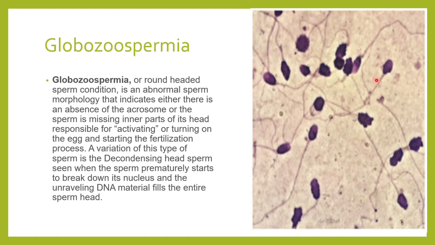This is called globozoospermia, the round headed sperm. In this condition, the abnormal sperm morphology tells us that there is an absence of the acrosome, or the sperm is missing the inner part of its head, which is responsible for activating or turning on the egg and starting the fertilization process. This kind of sperm is called globozoospermia. Here the acrosome is not present, and because of this it cannot fertilize.